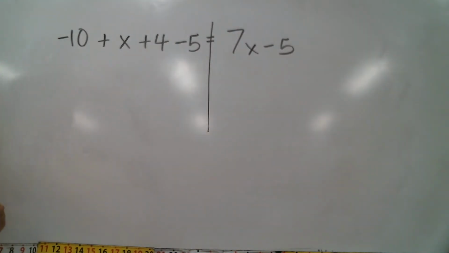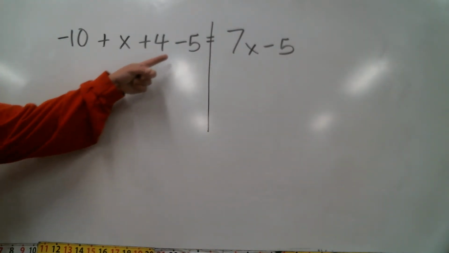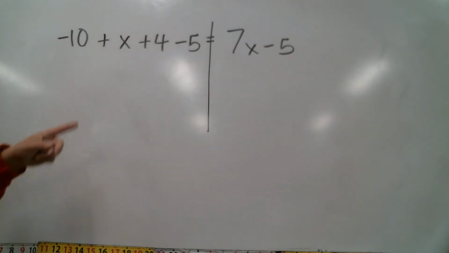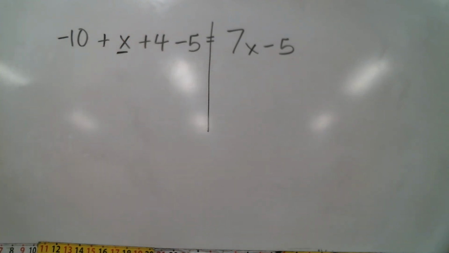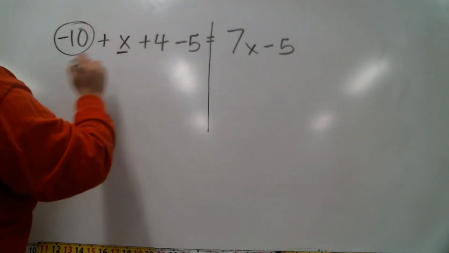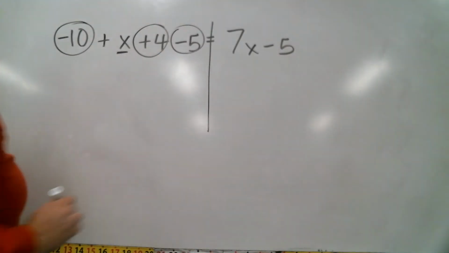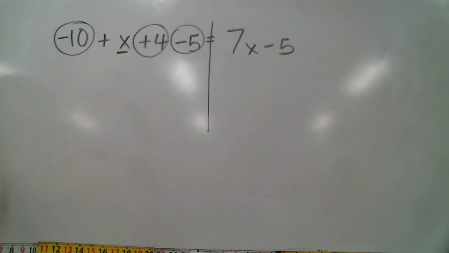Remember, we're going to start by separating our two sides. Over here, first thing I need to look for is like terms. And I see I've got an x here. I don't have any other x's over here with it, so I have nothing to combine there. But I do have a negative 10, a positive 4, and a negative 5. I have to combine all of those together.